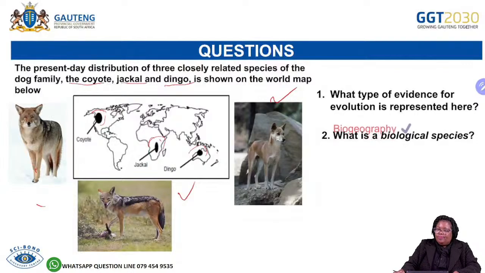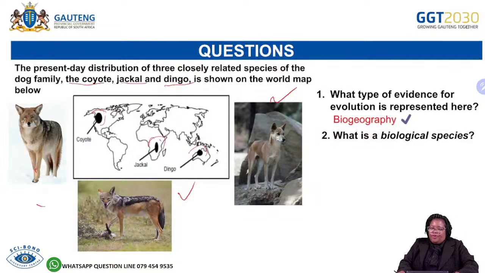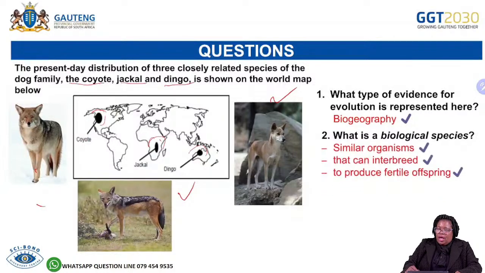Okay. Now, the type of evolution, we call it what? Biogeographic. What is a biological species? So also you need to know your terms. Like I've said to you, most of the times grade 12 learners are confusing species with what? A population. So in this case, what is a biological species? Now with a biological species, we're looking at similar organisms that can interbreed to produce fertile offspring.